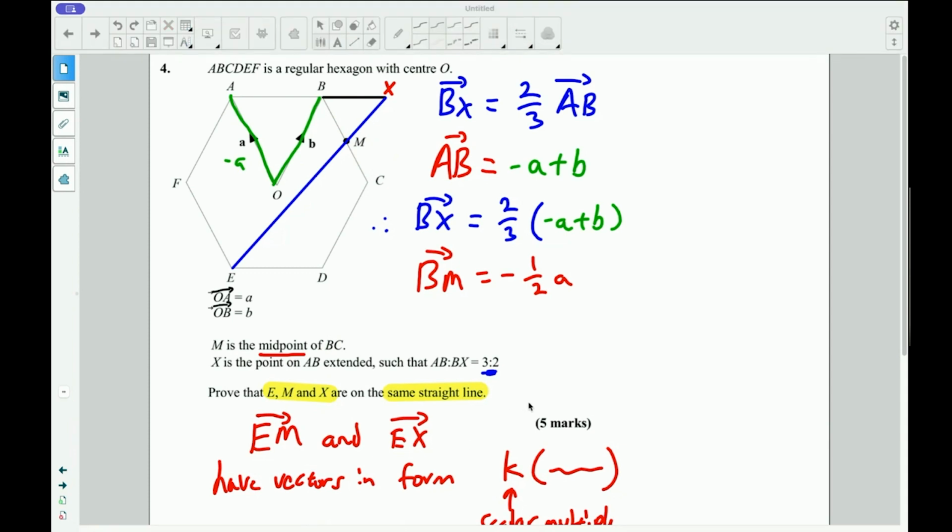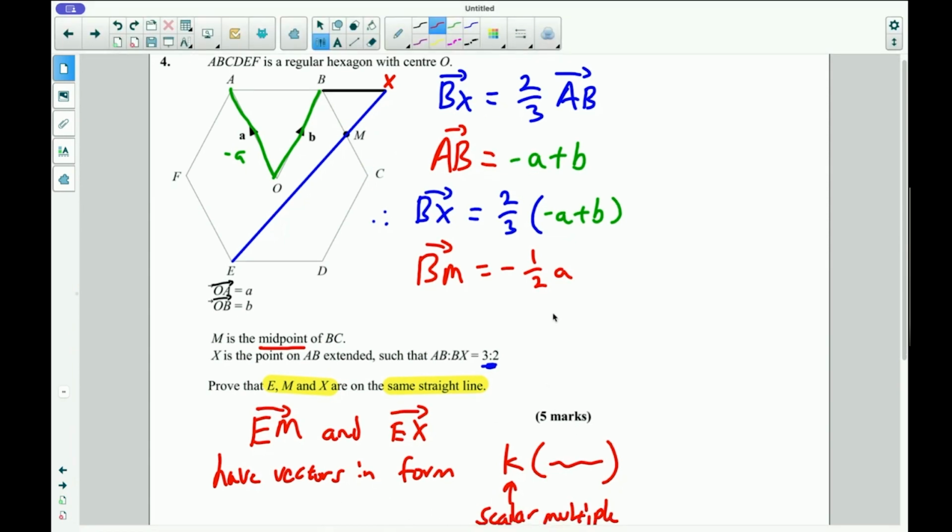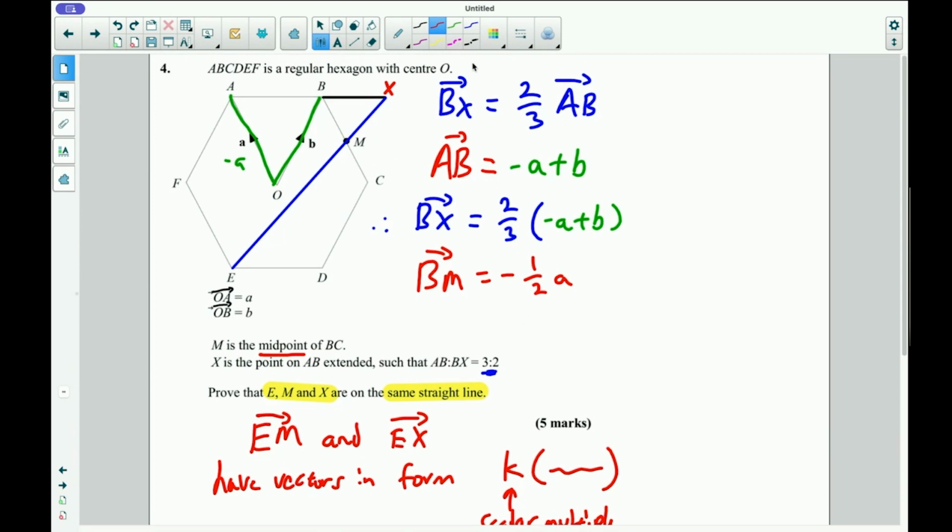Perfect. What is our next step going to be then? What can we do now that we have all this information? Because we've gotten pretty much all the information that we need. What can we do? What were the two things that we wanted to find? We wanted to find E to M, and we also wanted to find E to X.